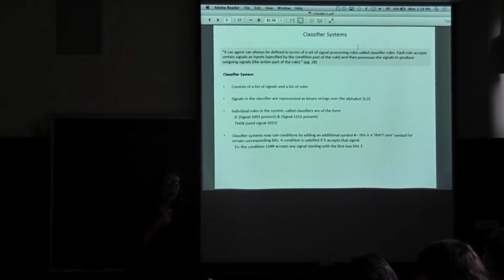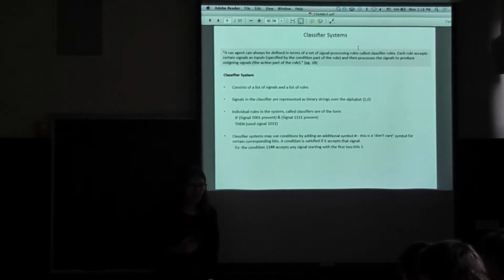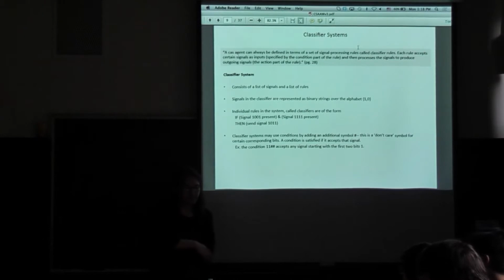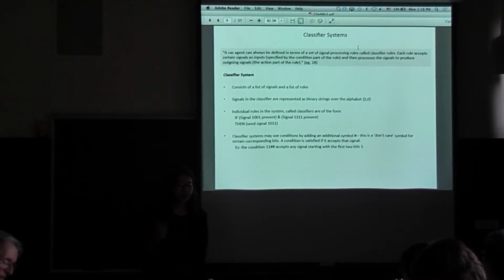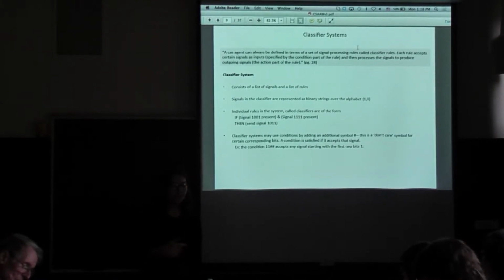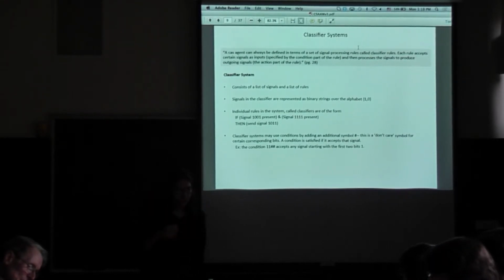So a classifier system, a CAS, can be defined in terms of a set of signal processing rules called classifier rules. Each rule accepts certain signals as inputs, and then processes the signals to produce certain outputs. This consists of a list of signals and a list of reactants. The signals are represented as binary strings, of 1s and 0s. Individual rules in the system, called classifiers, take the form: if signal, say, 1001 is present and signal 1111 is present, then send this signal, say, 1011.